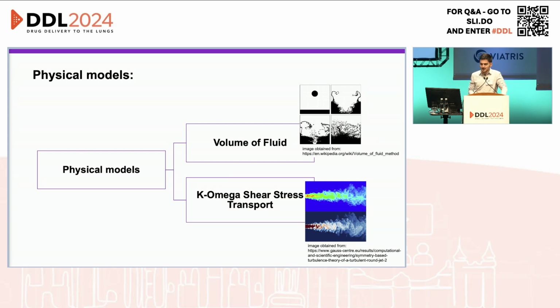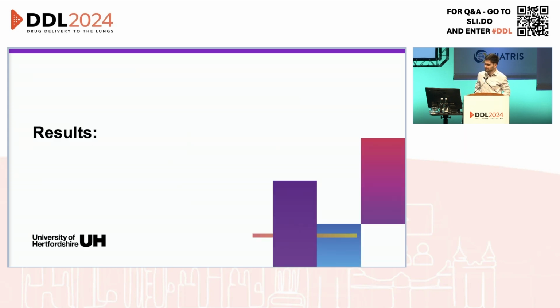And finally, we looked at the k-omega shear stress transport model, which is a very good model for understanding very low turbulence to kind of the transitional flow regions in a flow path. And based on our Reynolds number, we assume that that would be good.